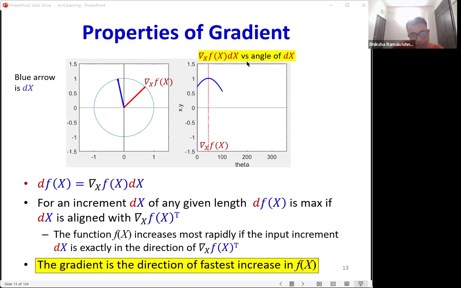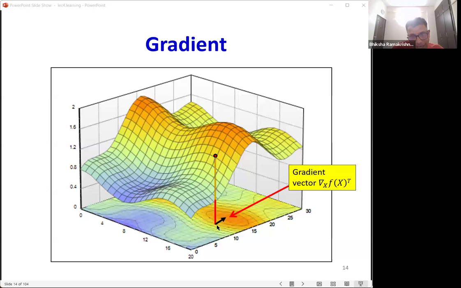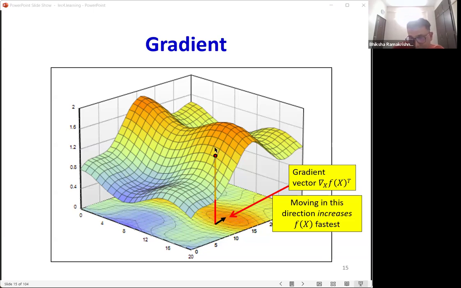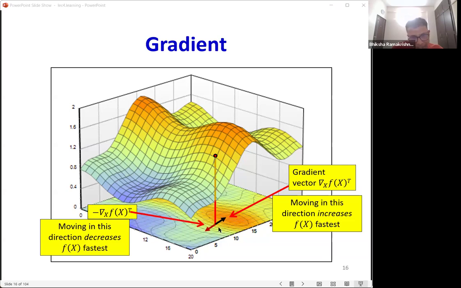Okay, and so here's where we are. At any point, you have a gradient. The gradient is the vector of partial derivatives, and that gradient is the direction of steepest ascent. If you take a step in that direction, that's when the function is going to increase fastest. Now, if you want the function to decrease, which direction would you take the step in? The exact opposite, right? Moving exactly opposite is going to decrease the function fastest.